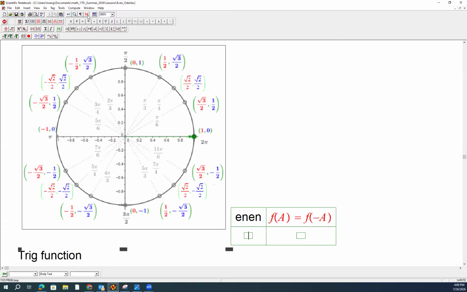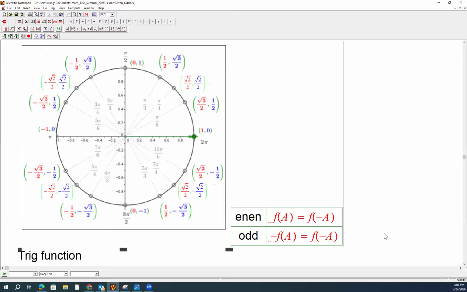Odd function means that the inputs are opposite and the outputs are also opposite, right? So instead of the same, they're opposite. One is the negative of the other. So that's the even odd function definition. If you're pretty good with the unit circle, you can tell from the unit circle, right?